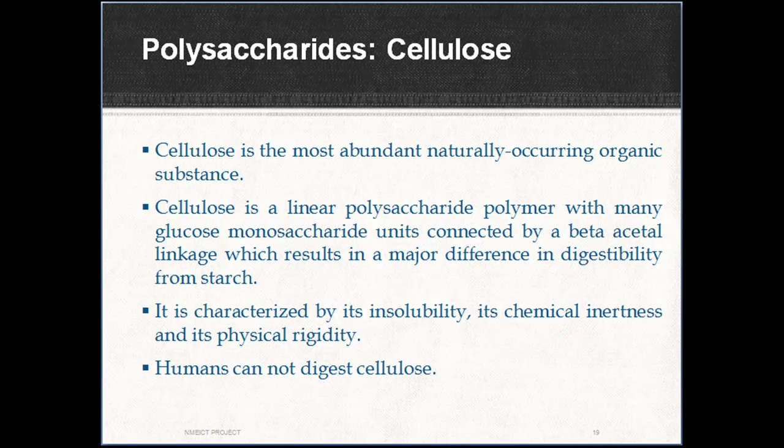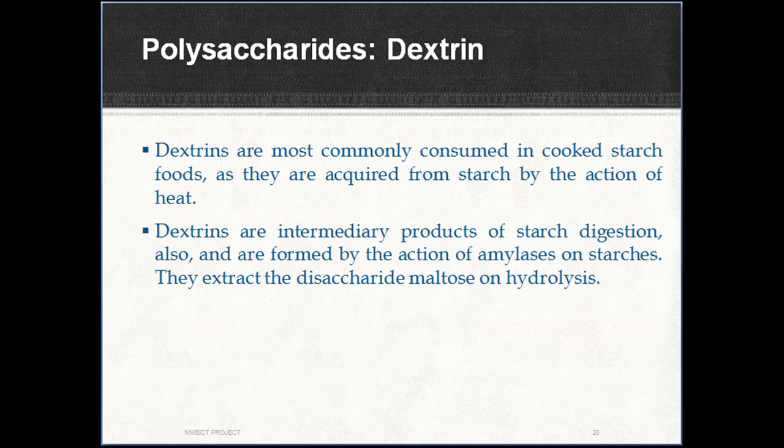Another example, dextrins. Dextrins are the most commonly consumed in cooked starch food, as they are acquired from starch by the action of heat. Dextrins are intermediary products of starch digestion and are formed by the action of amylases on starch. They yield the disaccharide maltose on hydrolysis. Now we come to the nomenclature of carbohydrates.